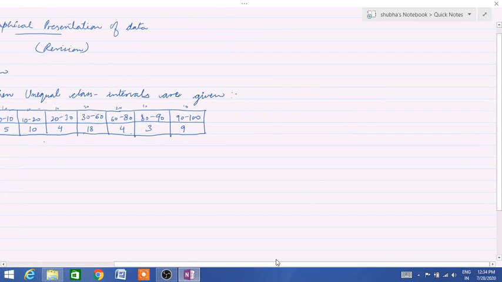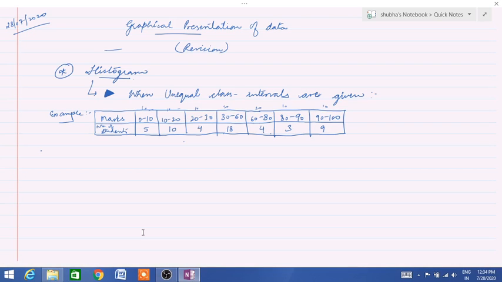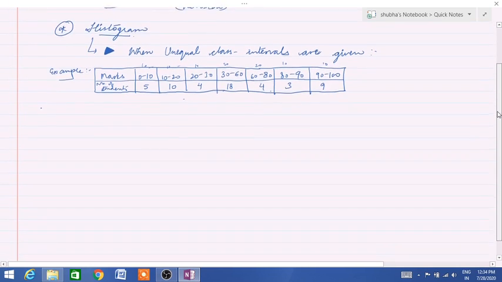Good morning, everyone. Today I'm going to give you the revision of the histogram when unequal class intervals are given. Suppose this is a question. Marks are given 0 to 10, 10 to 20, 20 to 30, 30 to 60. We can see here 10, 10, 10 difference, and in 30 to 60 we have a difference of 30. From 60 to 80 we have a difference of 20. Then again 10 and 10. So how to make a histogram when unequal class intervals are given?